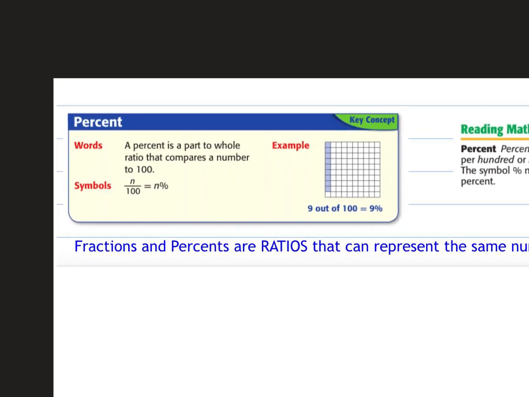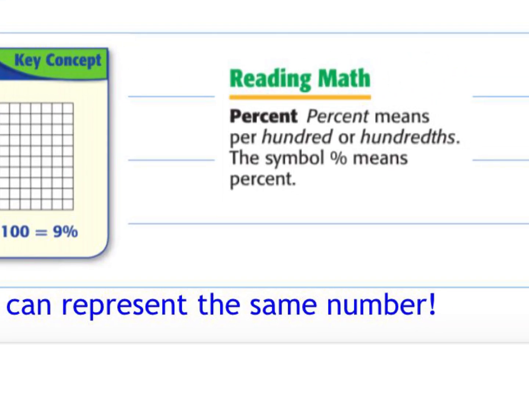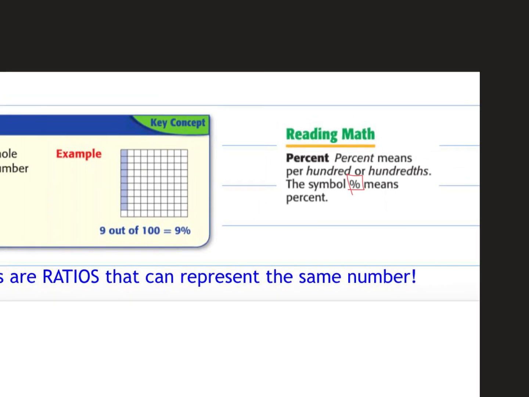If we think about this word percent, if we think about money, there are 100 cents in a dollar. So percent would mean per 100. So a percent is a part to a whole ratio that compares a number to 100. So once we have a fraction out of 100, whatever the numerator is, that's the percent, right? So if we get 90 out of 100, that is 90%. If I have 5 out of 100, that's 5%. Again, percent means per 100, and this is the symbol that we use when we're talking about a percent.